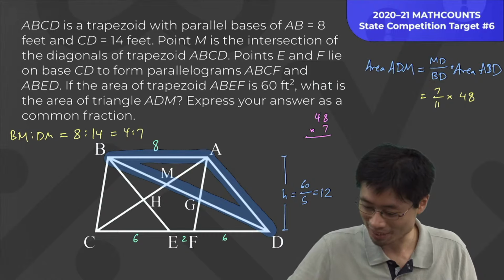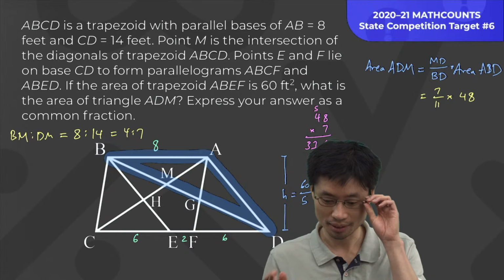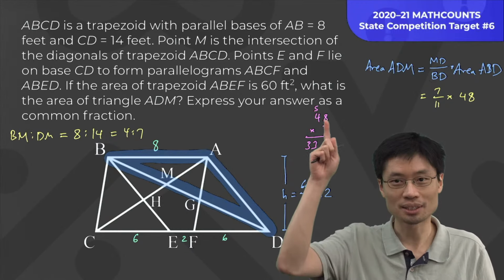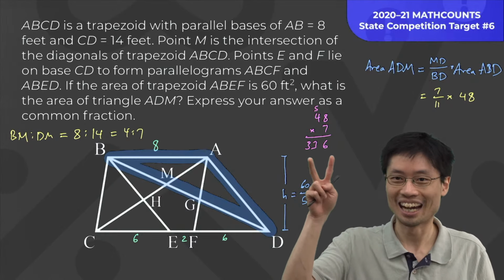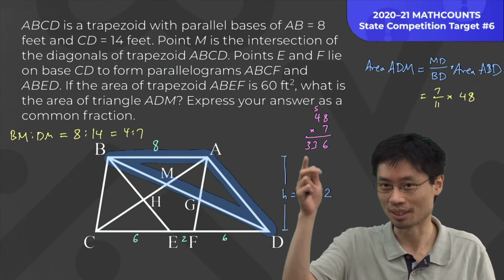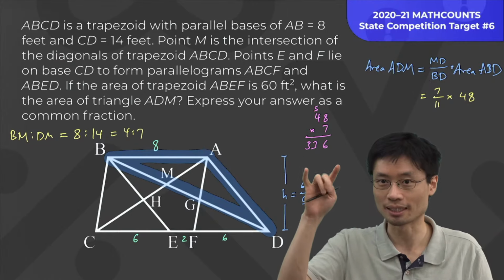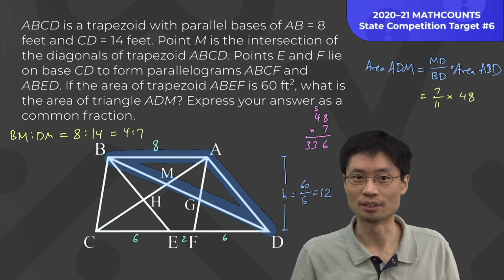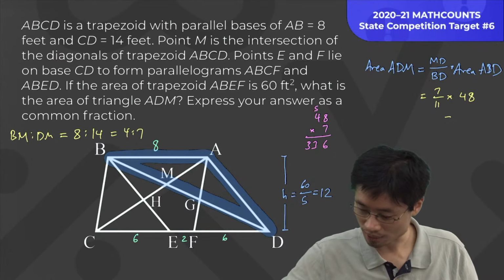48 times 7, 7 times 8 is 56, and 7 times 4 is 28. 28 plus 5 is 33, and I'm immediately checking, because 48 is a multiple of 3, and this is a multiple of 3 because if I add up the digits, it's a multiple of 3. That's how I quickly check my arithmetic to make sure I didn't make a mistake. So I get 336 over 11. Okay, so let's see what happens. So I think that the answer to the whole question is 336 over 11.